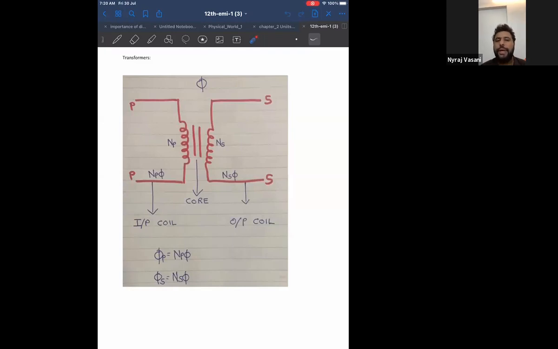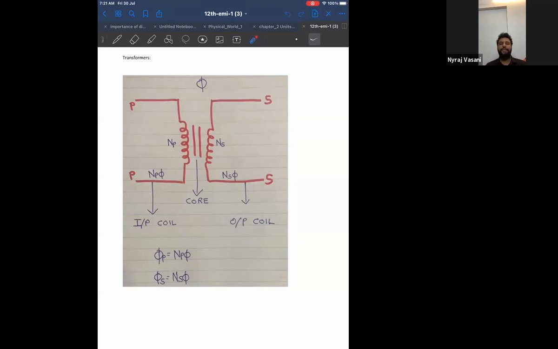Transformer does not work on direct current. Transformer works only on alternating current. Okay, this is the logic. So let me give you a quick recap. So tell me, what is a transformer? Transformer will transform. What it will transform? Input voltage. That means either it will give you higher voltage or it will give you lower voltage. In both the cases, it has transformed your voltage.